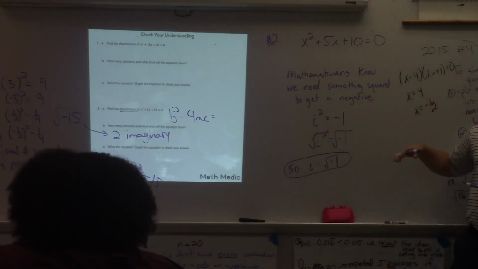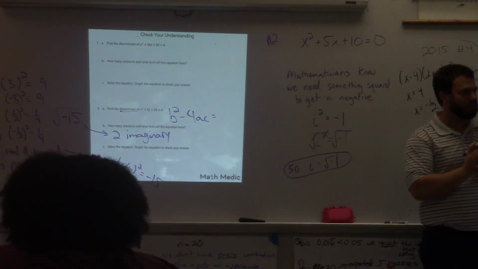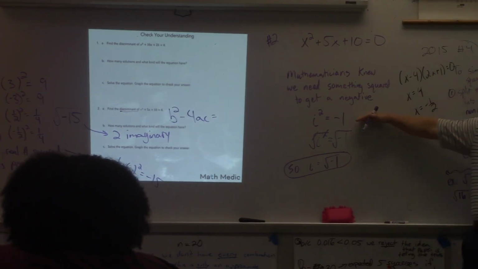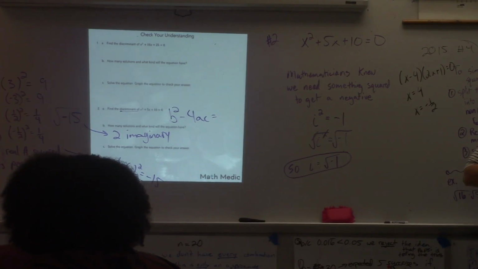So, i is the square root of -1. i squared is -1. I need you to be careful about that. Because i squared is -1, i is the square root of -1. That's just a definition. Making sense? Good.